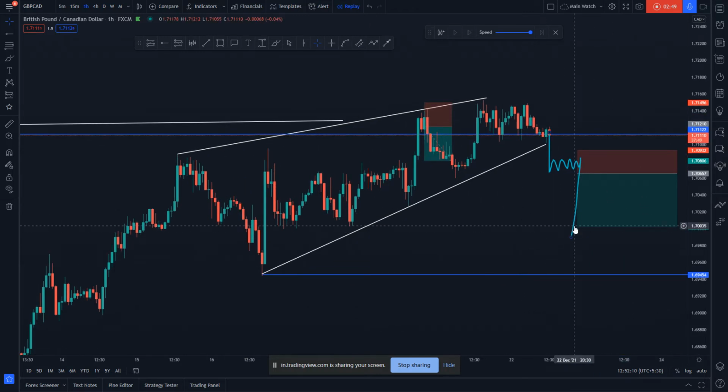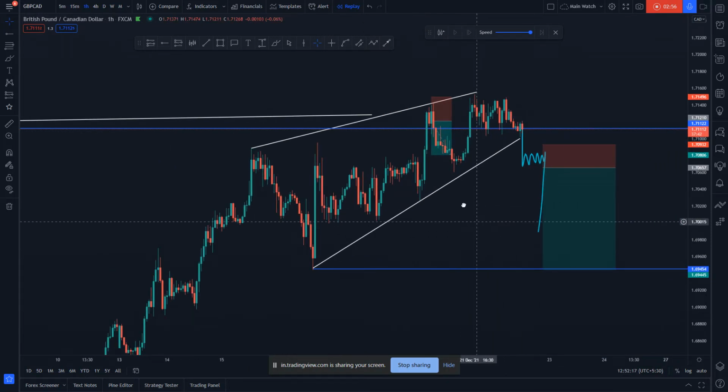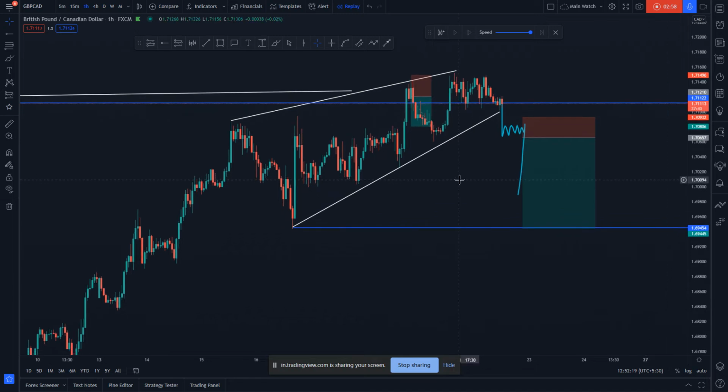If you look at this, the structure is very, very clear. The first target would definitely be this, because this is the 90% probability of the structure which we trade. So this is going to be the first target.